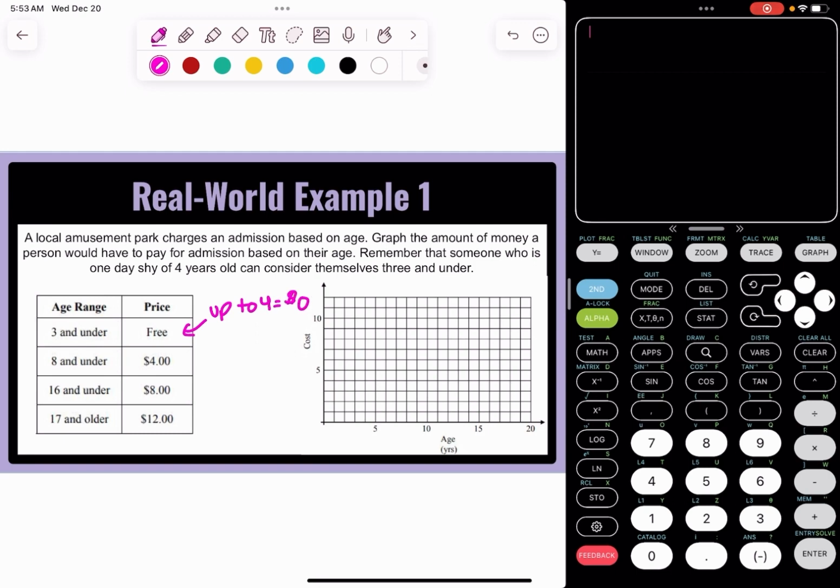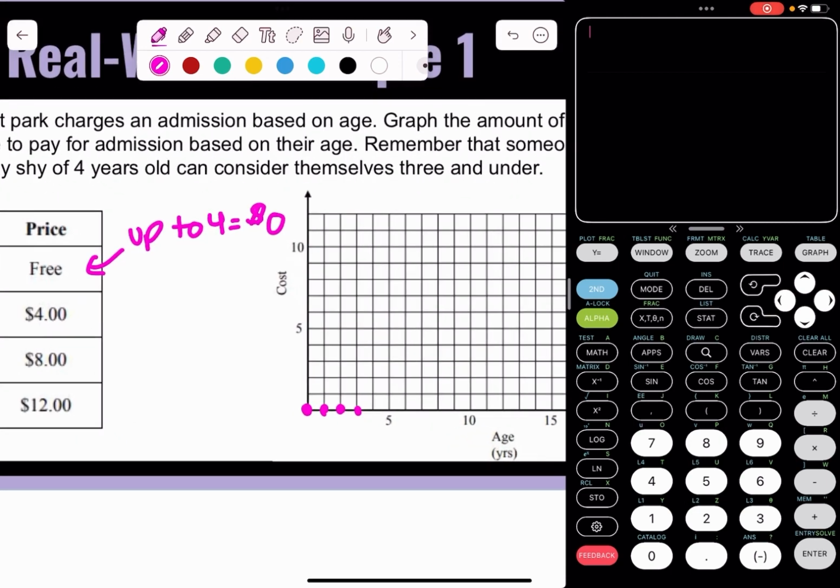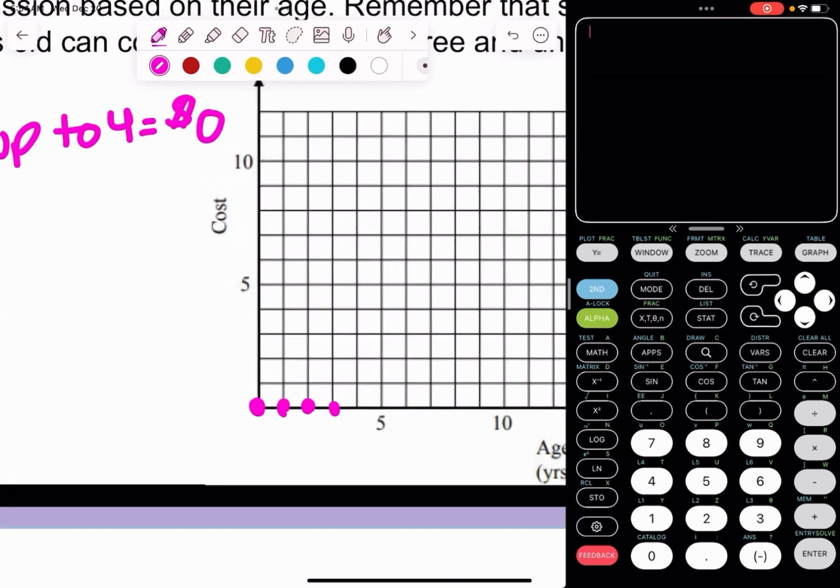Okay, so we're $0 when we're 0. We're $0 when we're 1. We're $0 when we're 2. When we're 3. And up until 4, we're $0. But at 4, we're no longer $0, so we're going to put an open circle there.